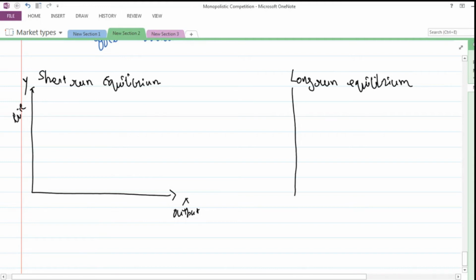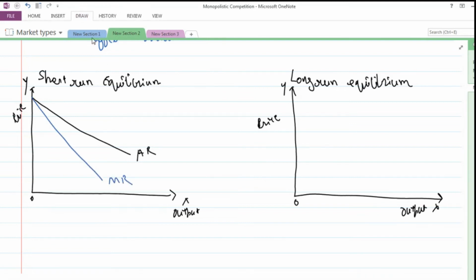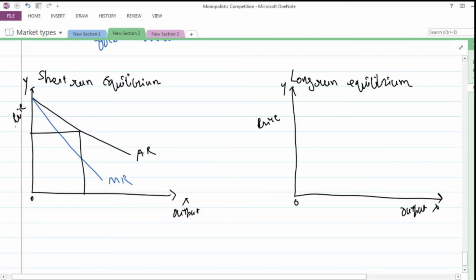Output and price. This is the point of origin in both the cases. This is the AR curve. This is the MR curve. The price is determined here. The price is P. This point is Q. So PQ is the price and OM is the quantity.